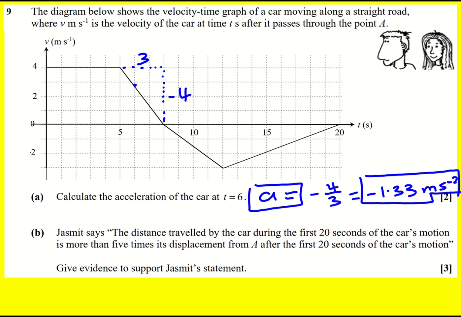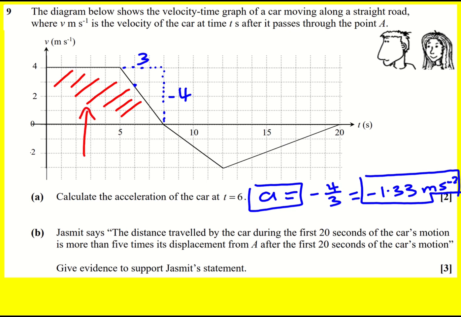In part B, Jasmine says the distance traveled by the car during the first 20 seconds is more than 5 times its displacement from A after the first 20 seconds. We need to give evidence to support this. So that's going to involve calculating distances or displacements, and I can calculate this red area here.